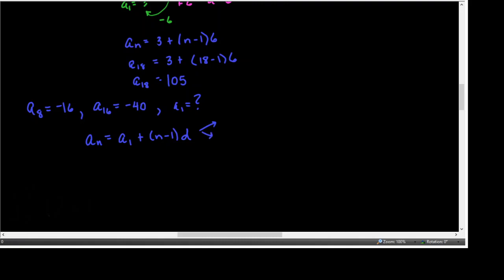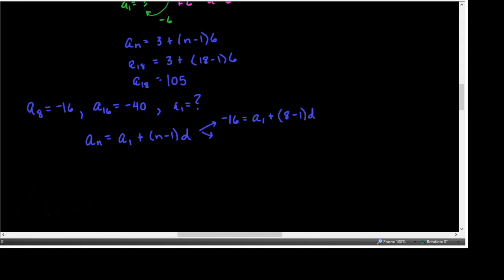So the first one was the nth term, a sub 8. The answer is negative 16. That's our a sub n value for n equals 8. Negative 16 is going to be unknown a sub 1 plus n, which was 8 because it's the 8th term, 8 minus 1 times d. Again, unknown d. So I can't fill that in.